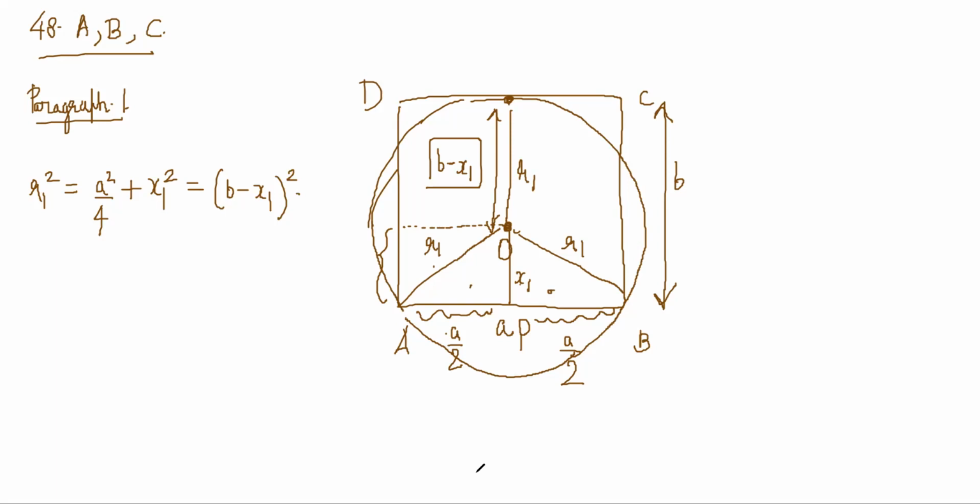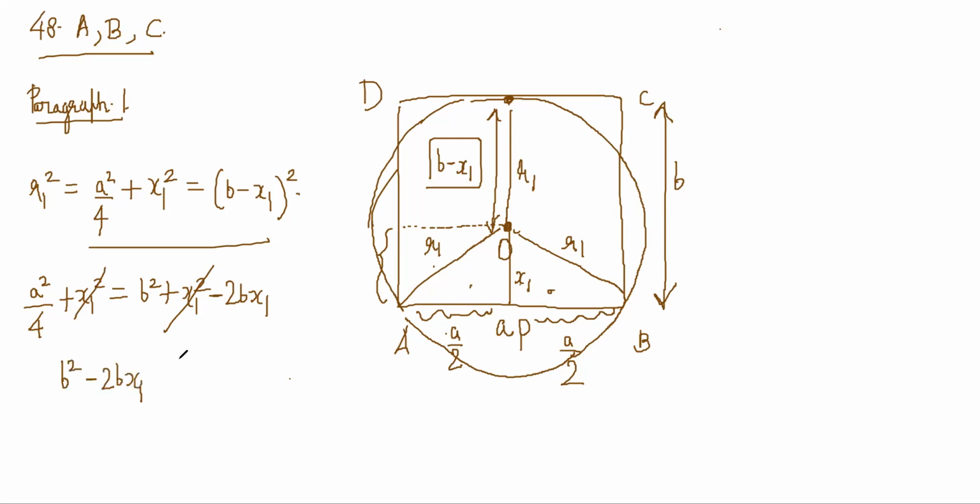So that immediately gives me a quadratic. That's it. It should be done by now. This is a quadratic. a square by 4 plus x1 square is equal to b square plus x1 square minus 2b x1. So I should get x1 square will cancel, and it is b square minus 2b x1 minus a square by 4 is equal to 0. This is one equation. So x1 is not even a quadratic, it's directly over.